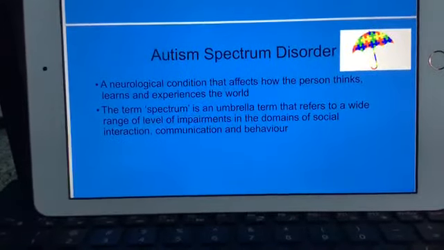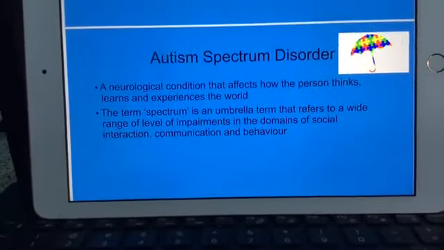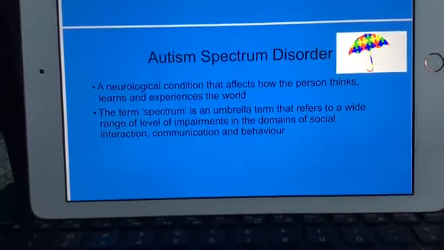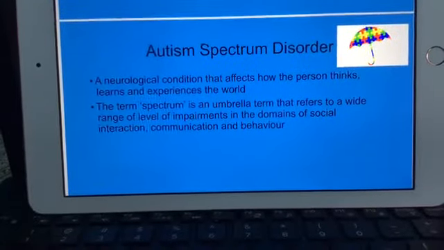For a person to be diagnosed with autism, they have to meet at least two main criteria. If they don't meet these criteria, then they're not diagnosed with autism disorder.